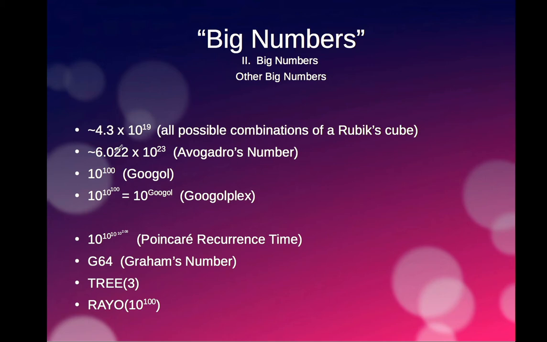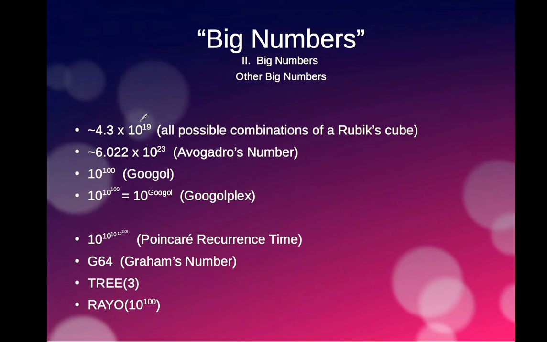So these numbers, most of them that we're going to look at here, are substantially smaller than Graham's number, but they're still big and they're still worth knowing about. As you can tell, this first one, all possible combinations of a Rubik's Cube, is 4.3 times 10 to the 19 possible combinations. If your scientific notation is a little rusty, just remember, 10 to the 19th power means 10 multiplied by itself 19 times.